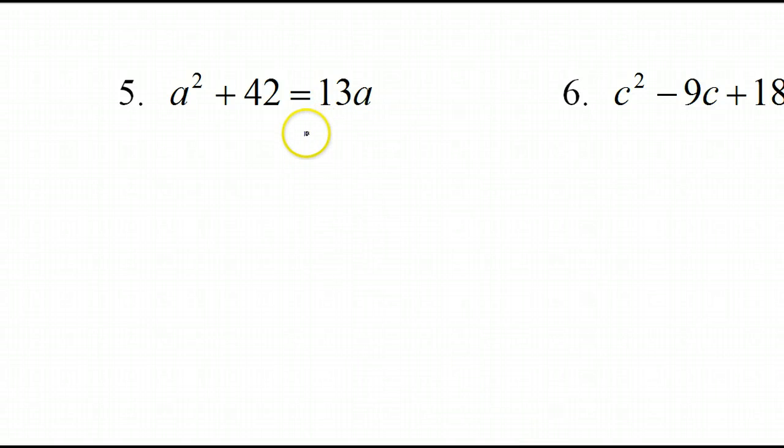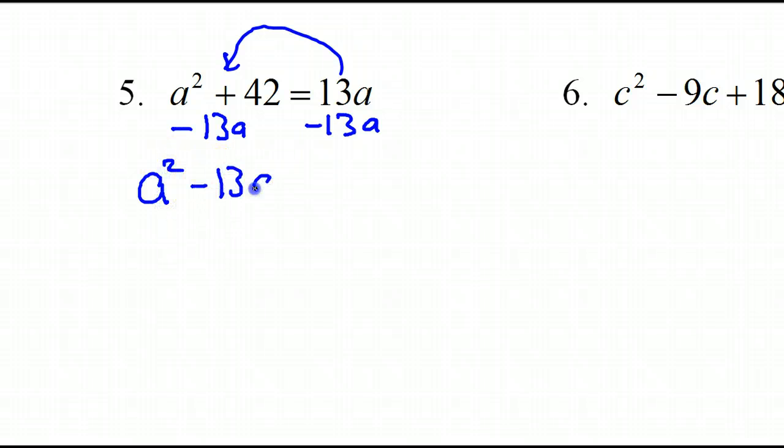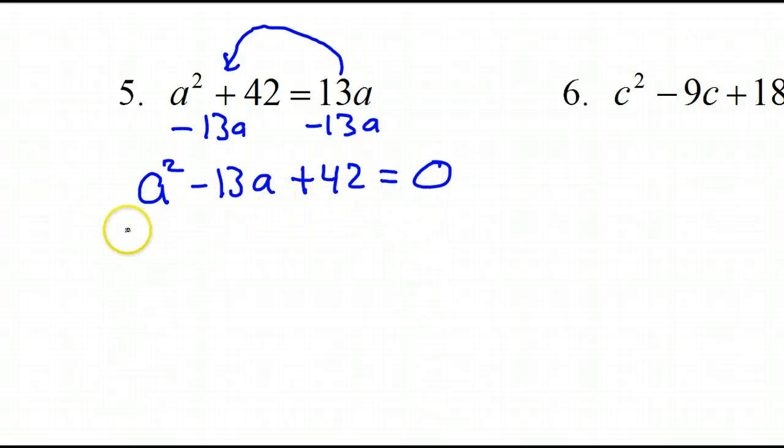Similarly, number 5. Oh wait, I want to switch to blue. Let us subtract 13a from both sides. Now notice this is the linear term, so it goes in the middle. It has that a on it. So let's subtract 13a from both sides, and just keep in mind it'll go in the middle. So this will be a squared minus 13a plus 42. Alright, always give me this standard form. Equals 0. And now we can factor from there.